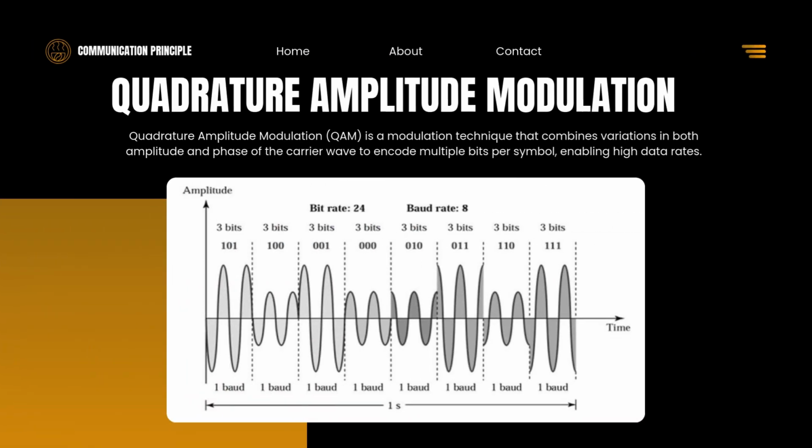Next, let's discuss quadrature amplitude modulation, or QAM, a powerful modulation technique that combines variations in both the amplitude and phase of the carrier wave to encode data. As shown in the diagram, each symbol represents a unique combination of amplitude and phase, which corresponds to a specific group of binary bits. In this case, 3 bits are represented by each symbol. This is why QAM is highly efficient in transmitting large amounts of data.